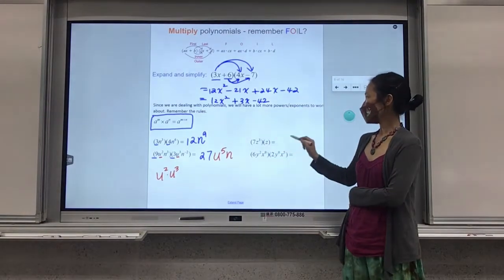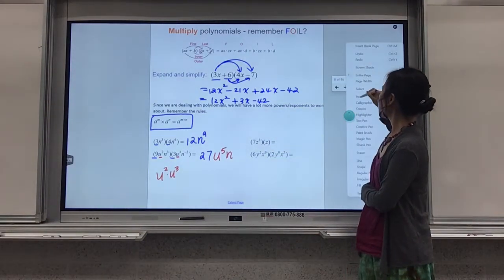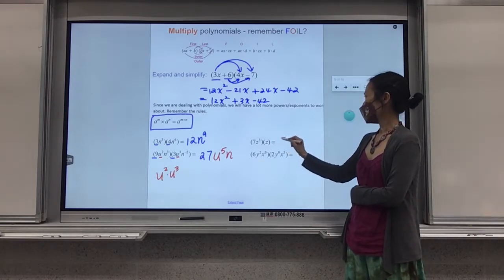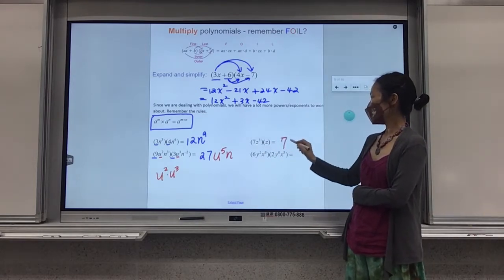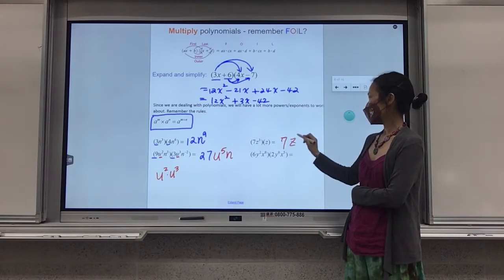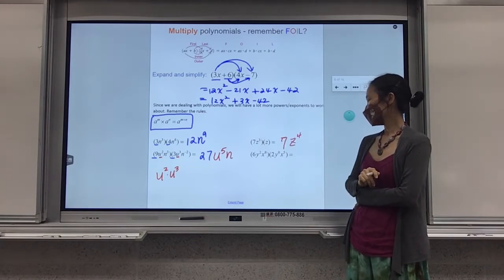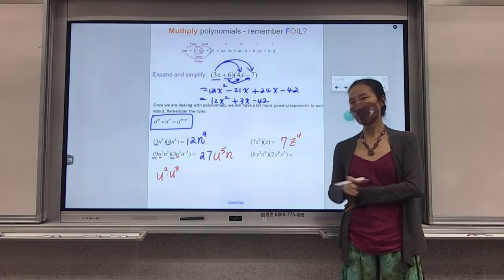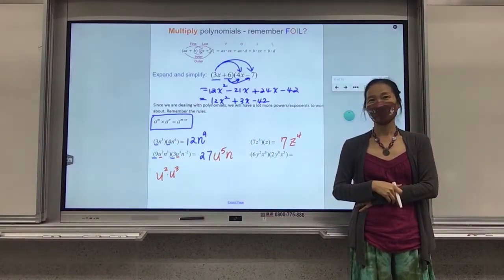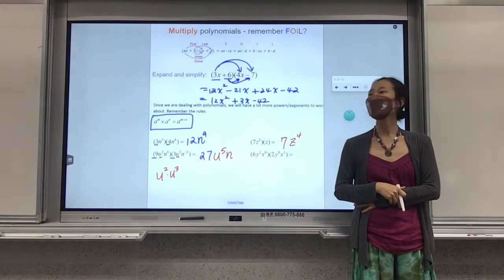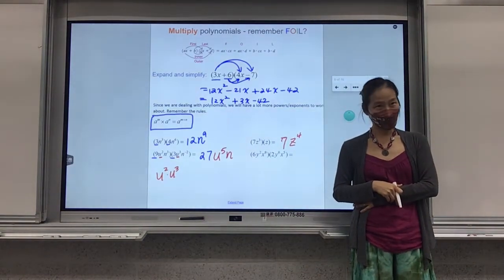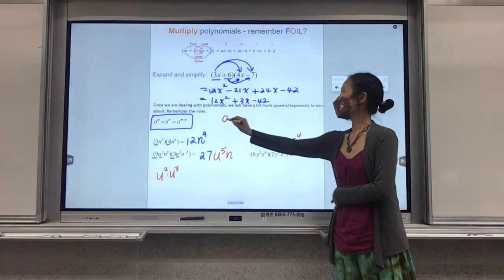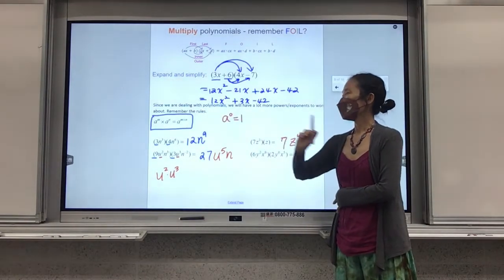Okay, on the right. I think you're good at this, so I'm just going to write down 7 z to the power 4. That's funny. What is x to the power 0? What's anything to the power 0? Anything to the power 0 is 1. So a to the power 0 is 1.